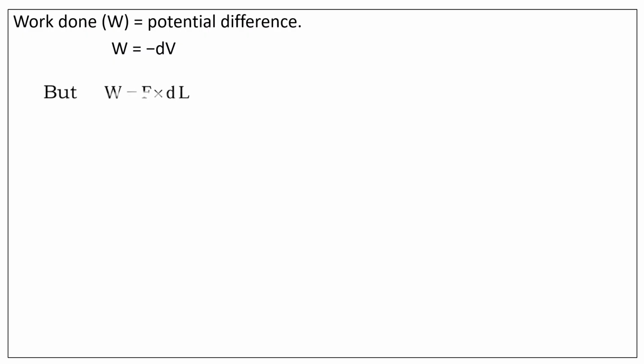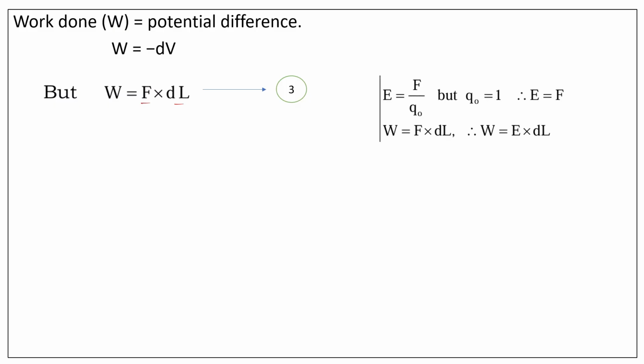But W is equal to F into dl. Mark as equation 3. Where E is equal to F by Q0. Here, Q0 is equal to 1. Therefore, E is equal to F. Substitute this value in equation 3. We get W is equal to E into dl.